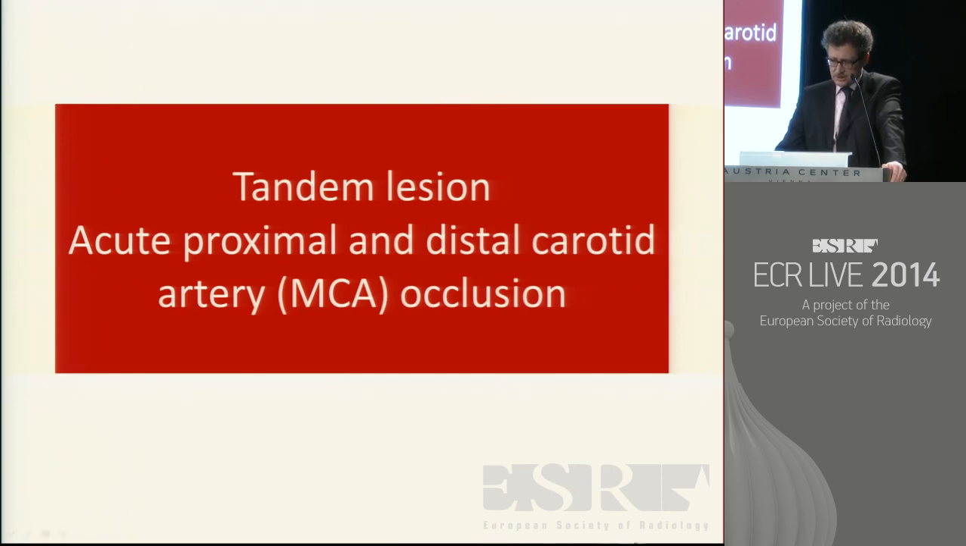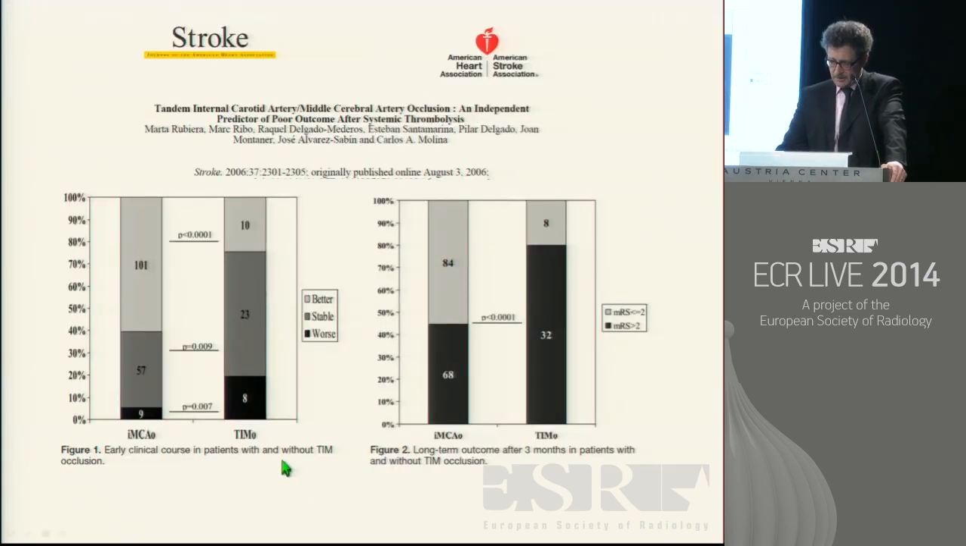Coming back to the special situation of a tandem lesion. A tandem lesion is an acute proximal carotid occlusion combined with a distal occlusion at the carotid T level or the middle cerebral artery. These patients have a very bad prognosis too, and they should undergo treatment. They have no good benefit by IV thrombolysis.